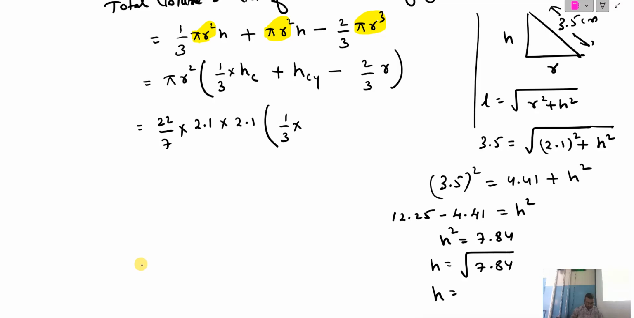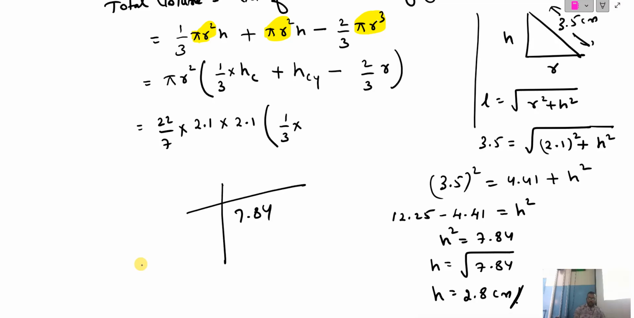Yes, square root of 7.84. It is 2.8 centimeters. You know how to find the root, right? Yes. Do you want me to show once again? Yes, sir. If you want, you can see here.